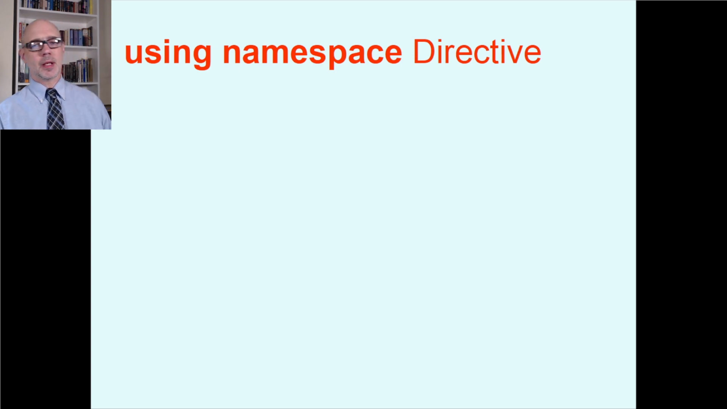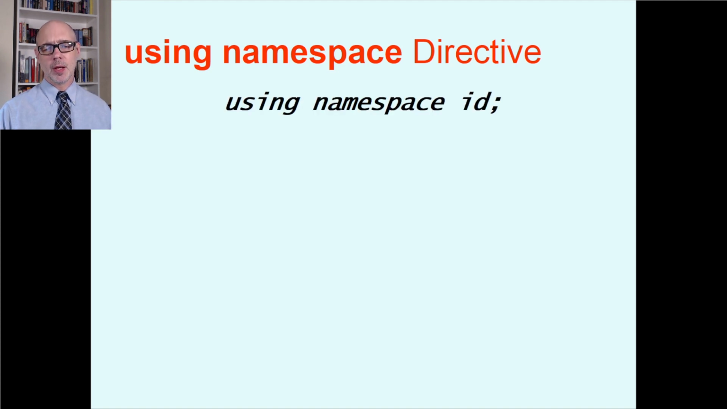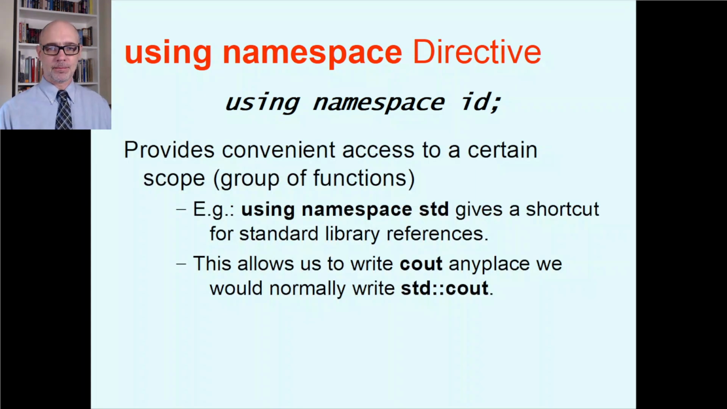Okay, the next thing you see there's a line that says using namespace std. It's the using namespace directive. So more generally, using namespace, the ID there is the name of some kind of package or library, right? And what that's doing is it's just saving us a little bit of typing time. You absolutely do not need this in your program, but it's going to be saving us a little bit of typing time. It's providing really convenient access to a certain scope, a certain group of functions.